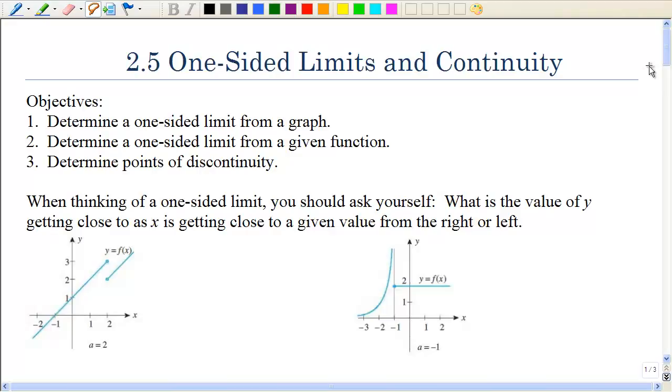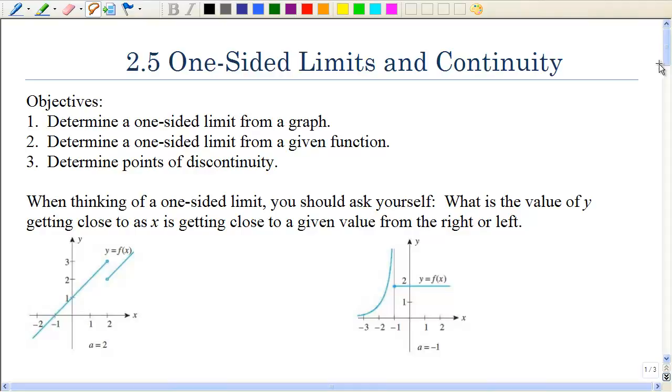In section 2.5, we're going to be looking at what's called one-sided limits. You're really going to need to think almost like a plane landing. It's coming in on the runway from either the east or the west. That's kind of how I think about one-sided limits, as x approaching from the right or from the left. All right, so we're going to talk about that, and we're also going to talk about continuity.